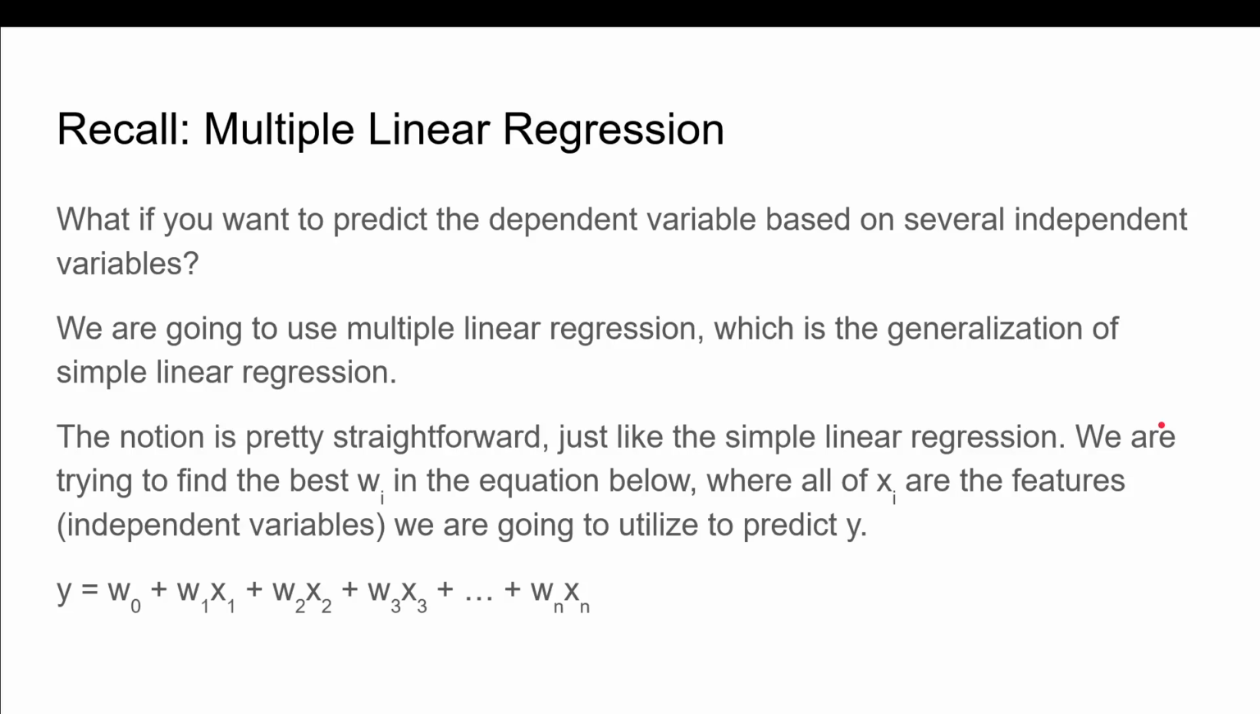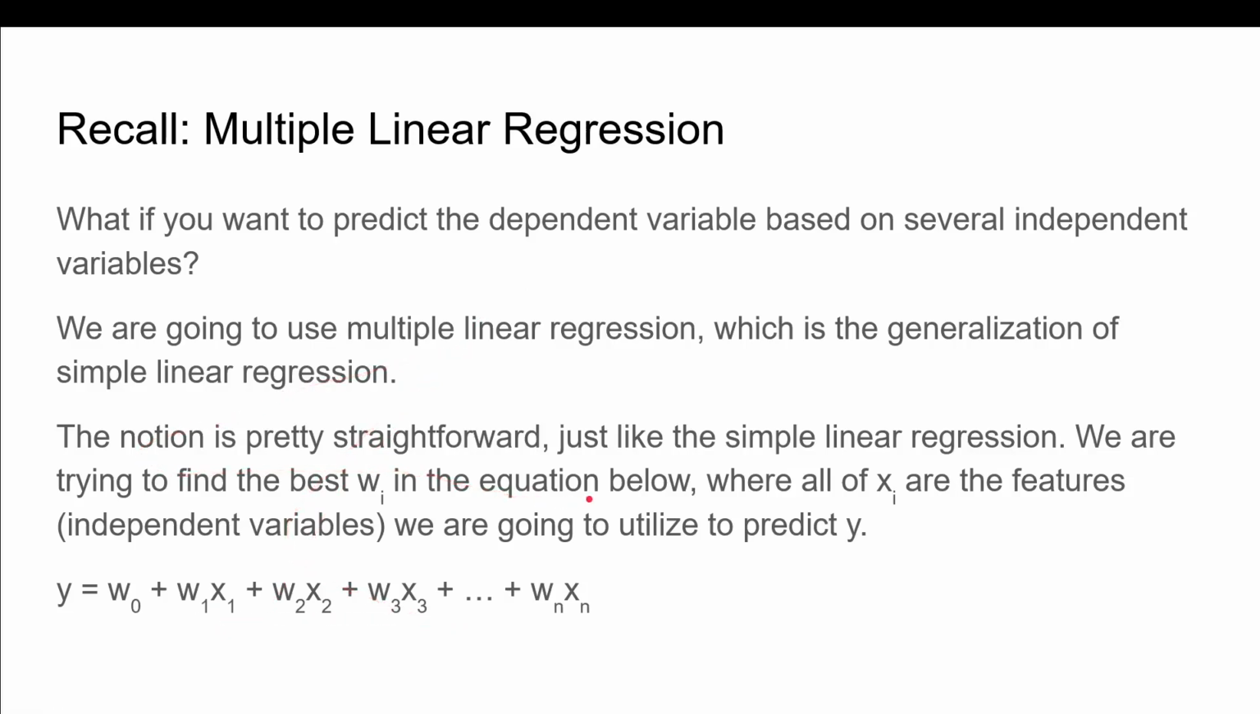But here comes the problem. In the real data, you are not working with only one feature. In fact, you are working with a lot of features, like several features. So if you want to predict the dependent variable based on several independent variables or features, then we are going to use multiple linear regression, which is actually the generalization of simple linear regression. So we are incorporating more than one feature in this equation.